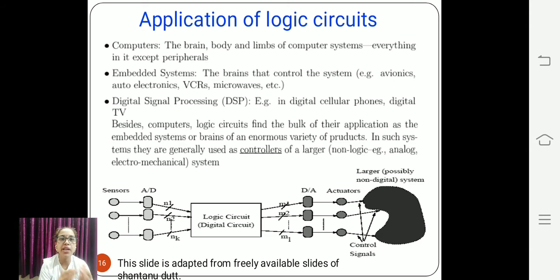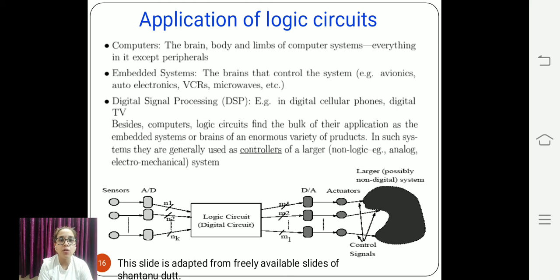A computer has the brain, body and limbs of a computer system, everything in it, like an embedded system, the brain that controls the whole system. Examples are avionics and auto electronics, VCRs, microwaves, etc. The next example is digital signal processing, DSP. For example, digital cellular telephone systems, digital TV, digital calculators. We are using digital cellular phones, digital TV, digital calculators, digital watches, and there we are also using logic circuits.